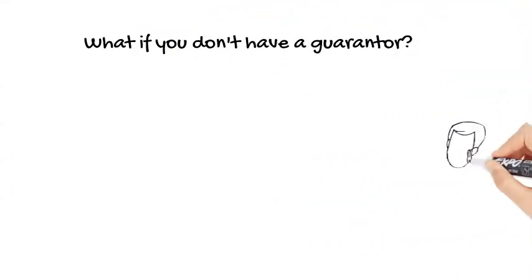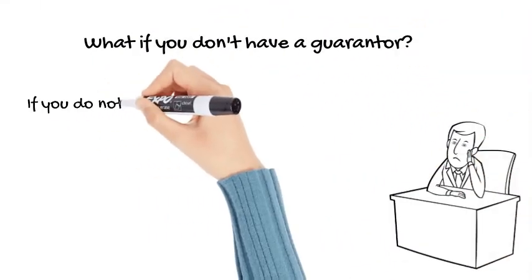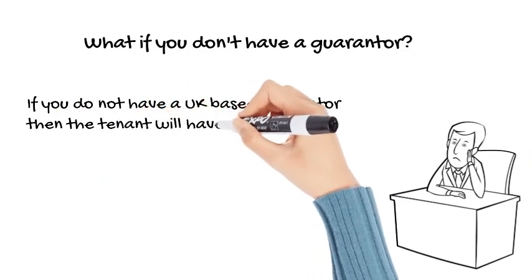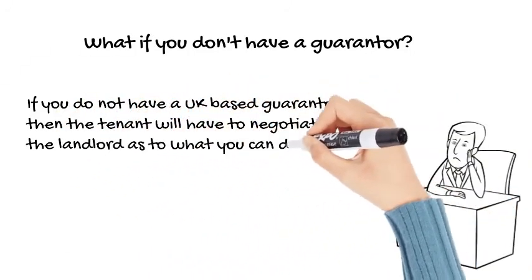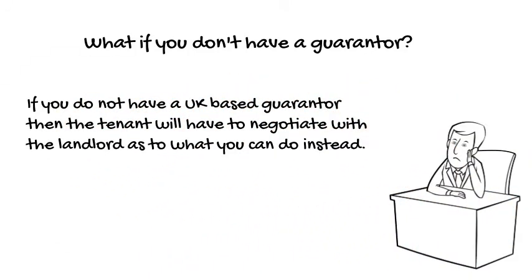But what if you don't have a guarantor? If you do not have a UK guarantor that can prove that they can pay your rent if you fall behind, the tenant will have to negotiate with the landlord as to what to do instead. Sometimes the landlord will want you to pay the rent in full in advance, so you need to know what is expected of you financially before you sign the contract.